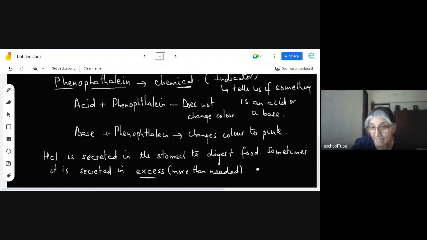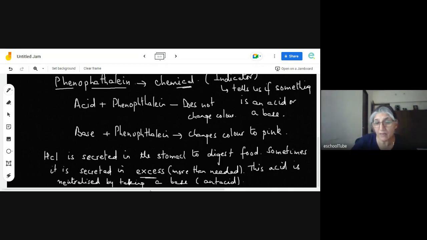So this acid is neutralized by taking a base, which is an antacid. Those tablets are basically made of bases.